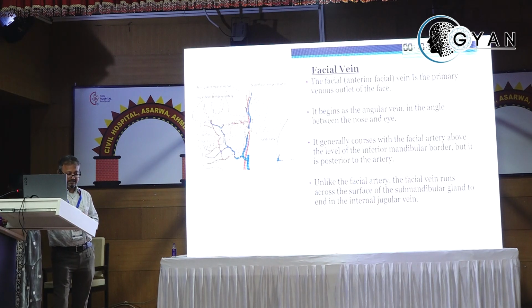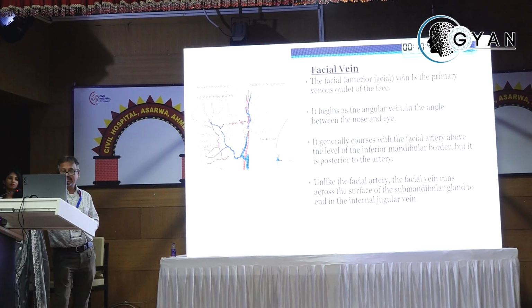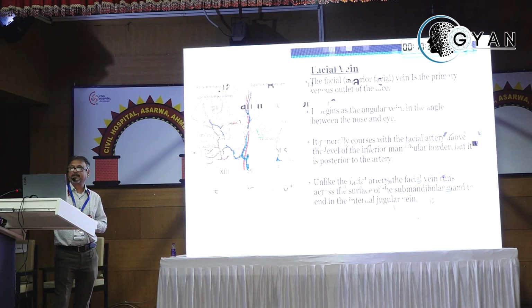Unlike the facial artery, the facial vein has almost a straight course. Usually it begins as the angular vein from the angle between the nose and the eye, and then courses with the facial artery at the level of the inferior border of the mandible, but it lies mostly posterior to the artery. Unlike the facial artery, this runs lateral to the submandibular gland and then drains into the IJV.